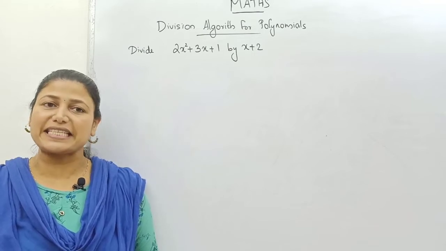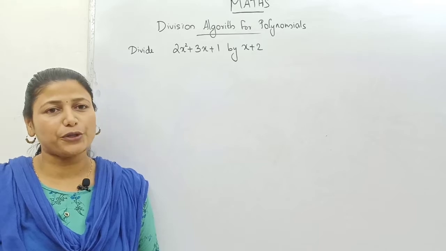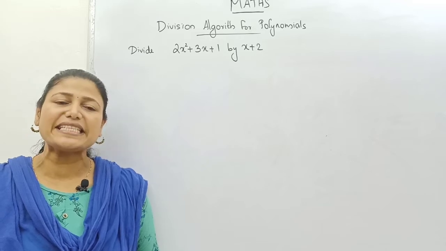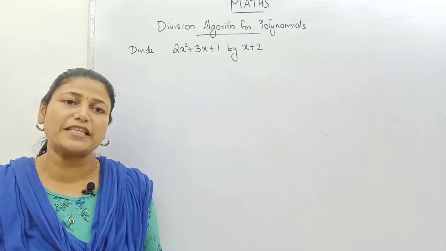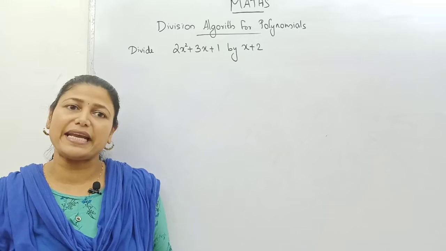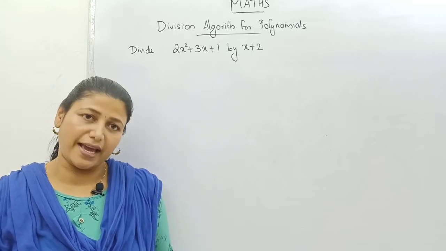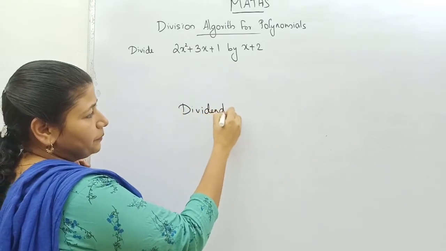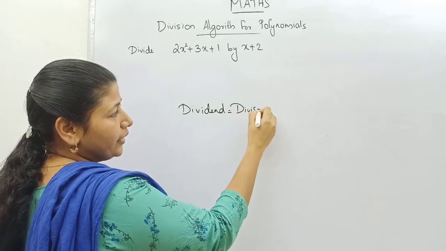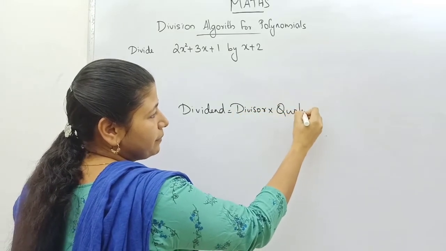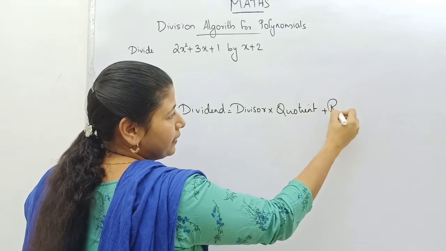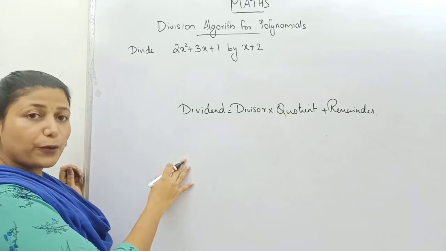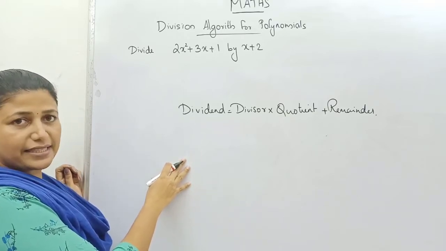In the last class we were discussing polynomials. Today we are going to discuss the division algorithm for polynomials. You have already studied the division algorithm in the first chapter, isn't it? Whenever you are given some numbers to divide, you can write dividend equals divisor into quotient plus remainder. This you know well, isn't it? Whether this holds for polynomials also, that we are going to check in this topic.